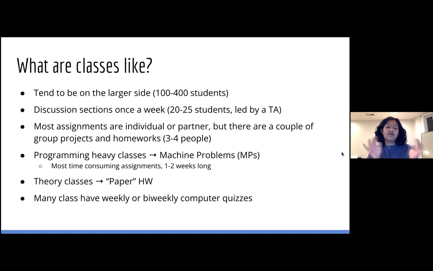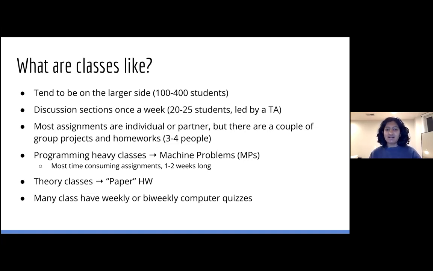And so to go into a little bit more of what classes are actually like, like I said, they tend to be on the larger side. And the assignments in each of these classes are mostly individual, or sometimes they'll be partner. But there's a couple of group projects and homeworks that are 3 to 4 people. In your curriculum, you're required to do one group project class. So in that class, it'll be a group of 4 people, but that's only one class. The rest of them are individual or partner. And sometimes you'll have group homeworks.